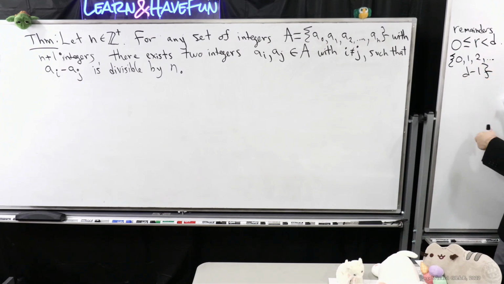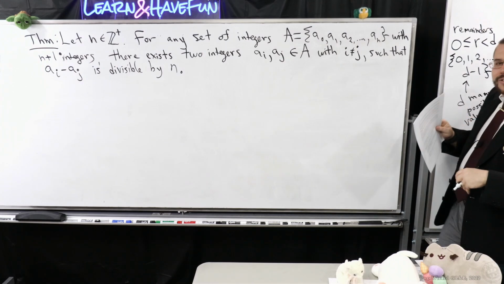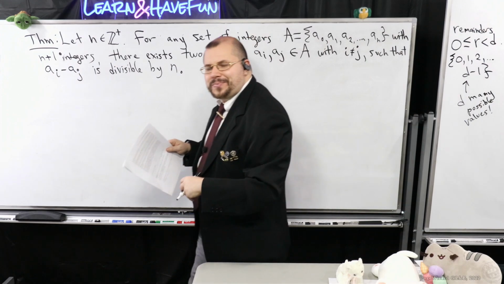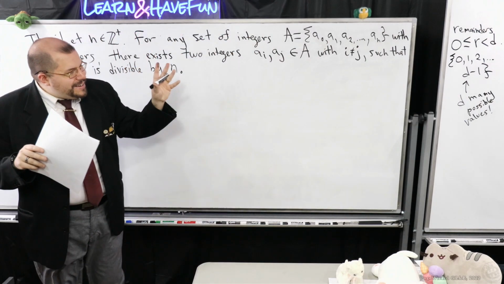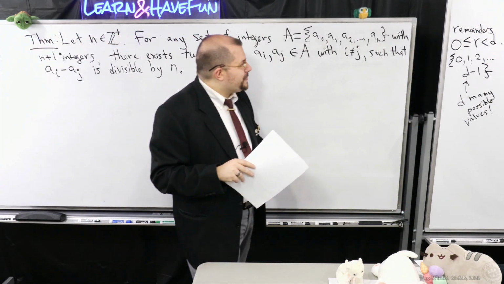How many are here? Well, that's d many. There's d many possible remainders. And that's the other ingredient that we're going to need here. Does that give you any ideas what we might try to do here?